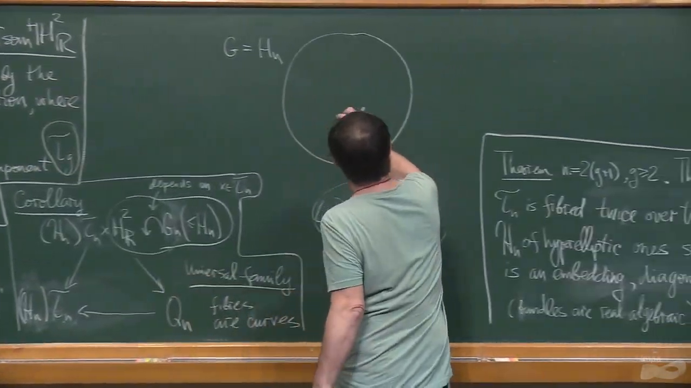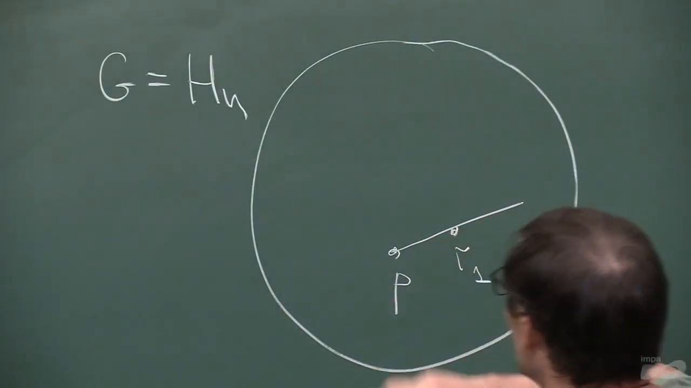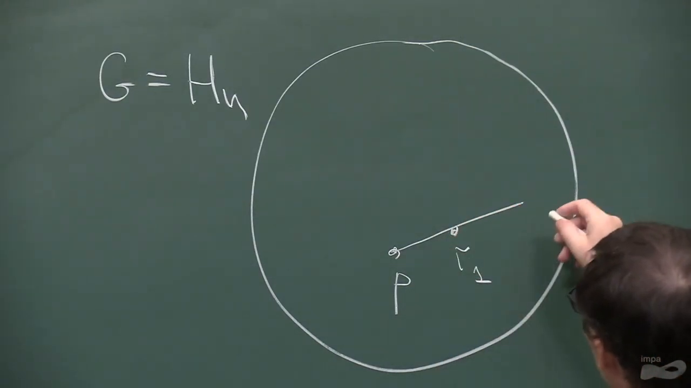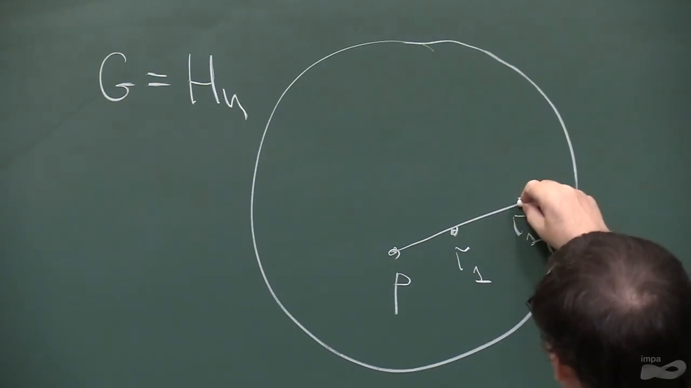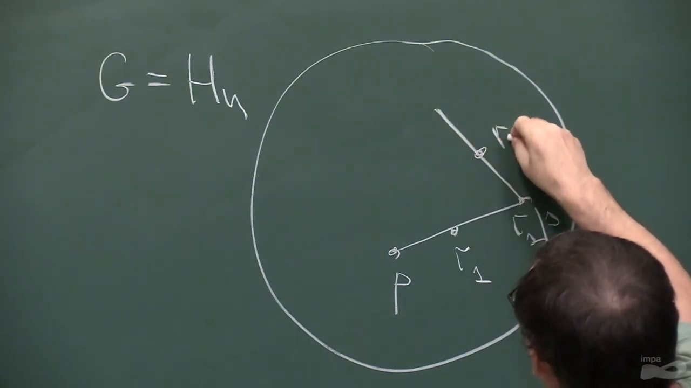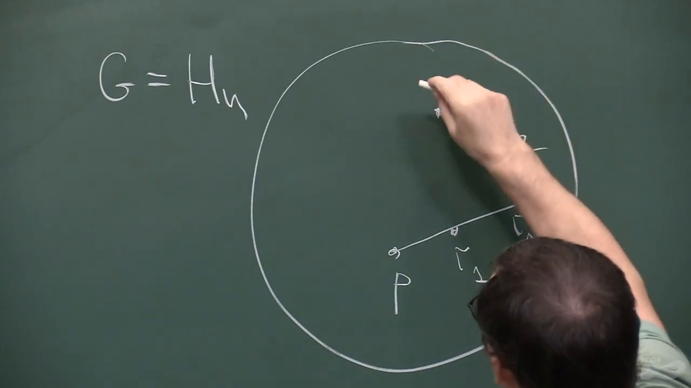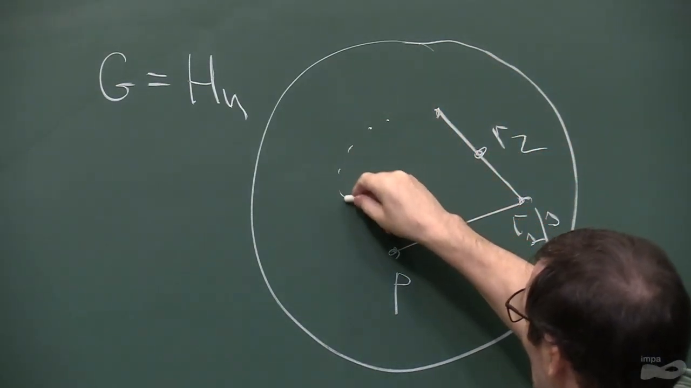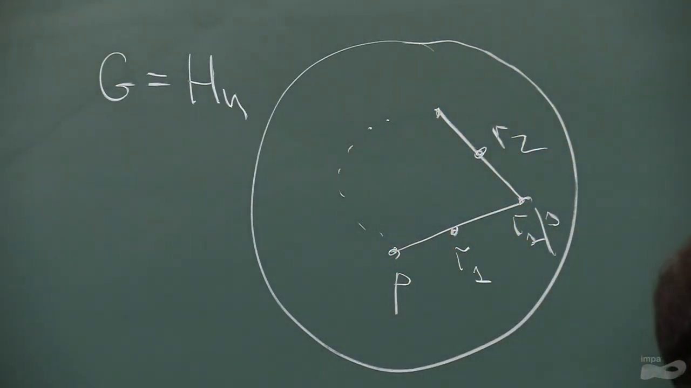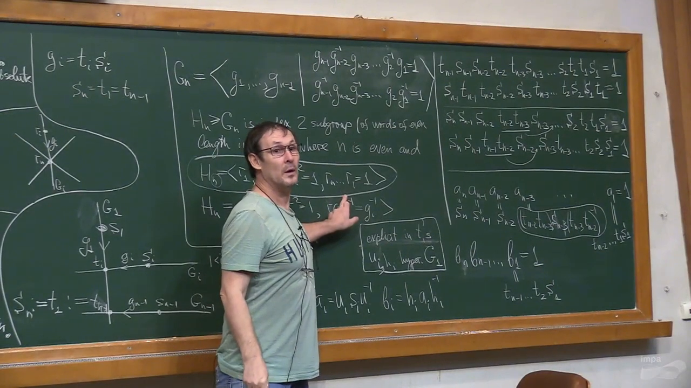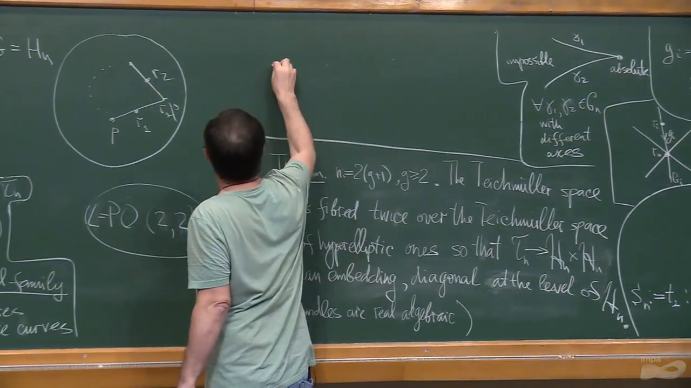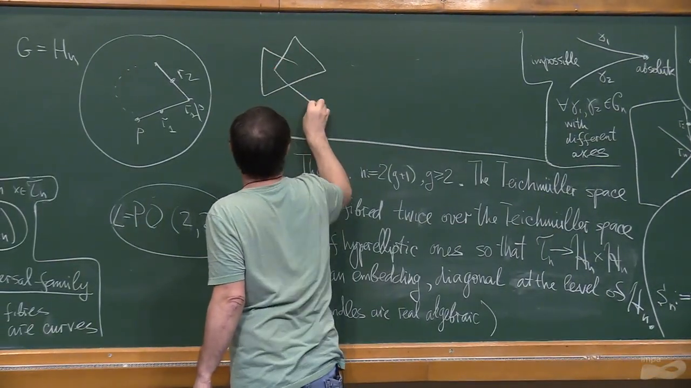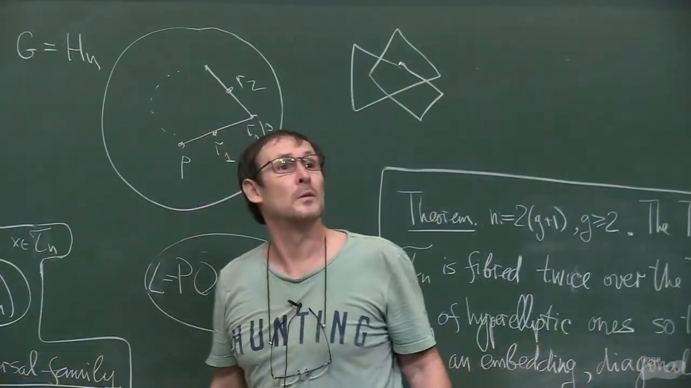So we reflect this arbitrary point once, then reflect again, and so on. And we will come back here because the product of the involutions is one, okay? So we get some closed piecewise geodesic curve.